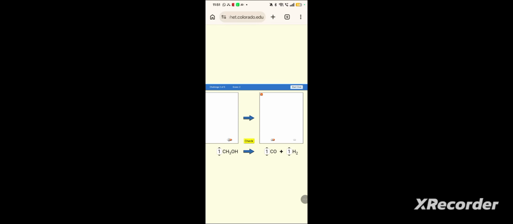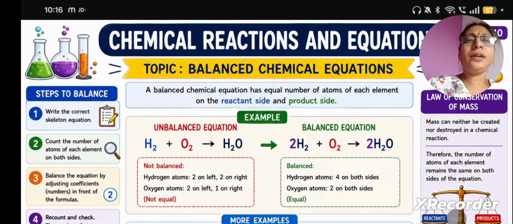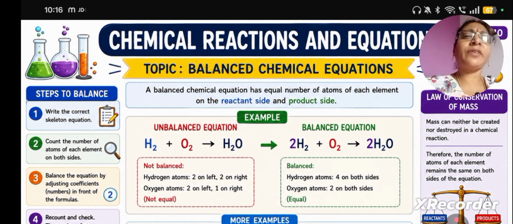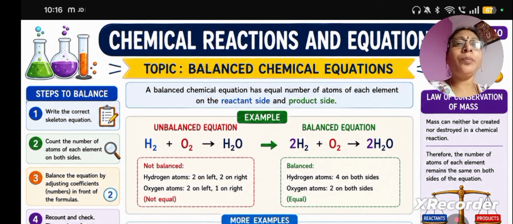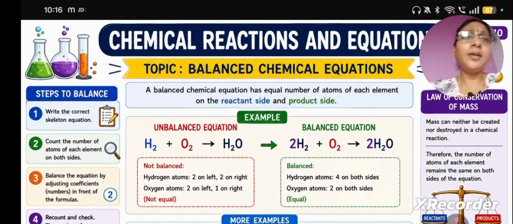Here CH3OH. Say one thing: balanced or unbalanced equations have 2 parts, the left hand side and the right hand side. Left hand side molecules are called reactants. They make a reaction. And right hand side molecules are called products, that is, what is produced after the chemical reaction. So left hand side molecules are called reactants and right hand side molecules are called products.